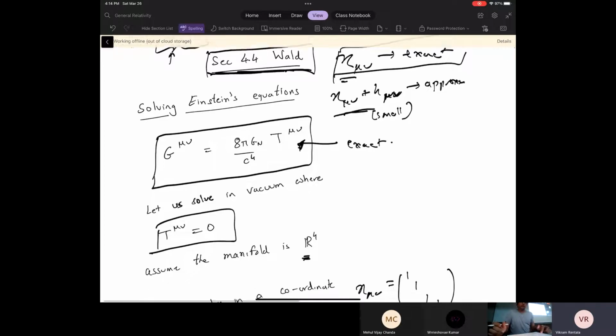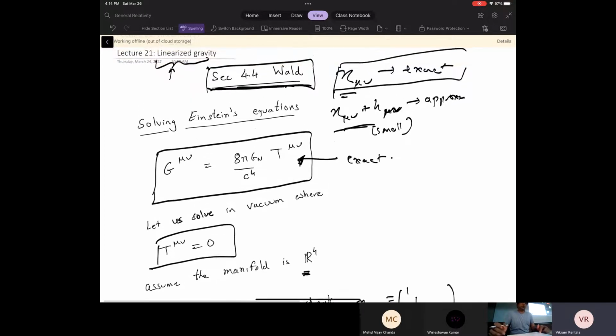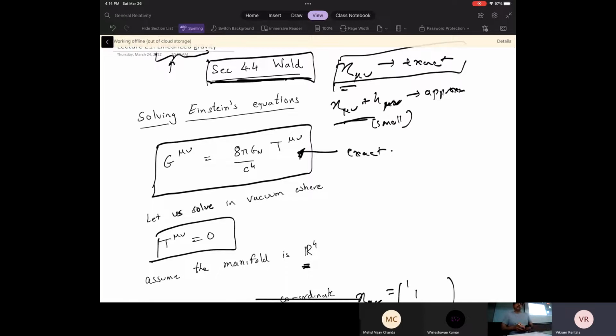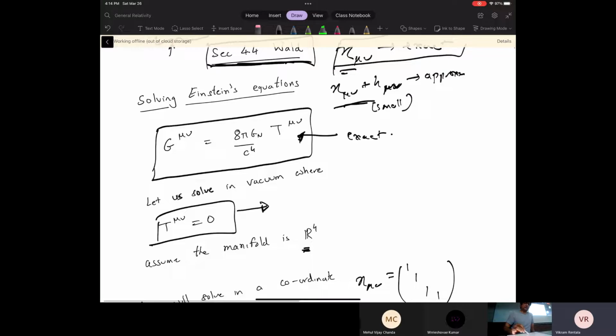Okay, so where we were last time was we were going to solve Einstein's equations, and we were looking for approximate solutions. The first thing is, before you get an approximate solution, you need at least one exact solution. The exact solution we found was in the presence of a vacuum, that is, when the stress energy tensor is 0. And we solved on a particular manifold. That manifold was R4.